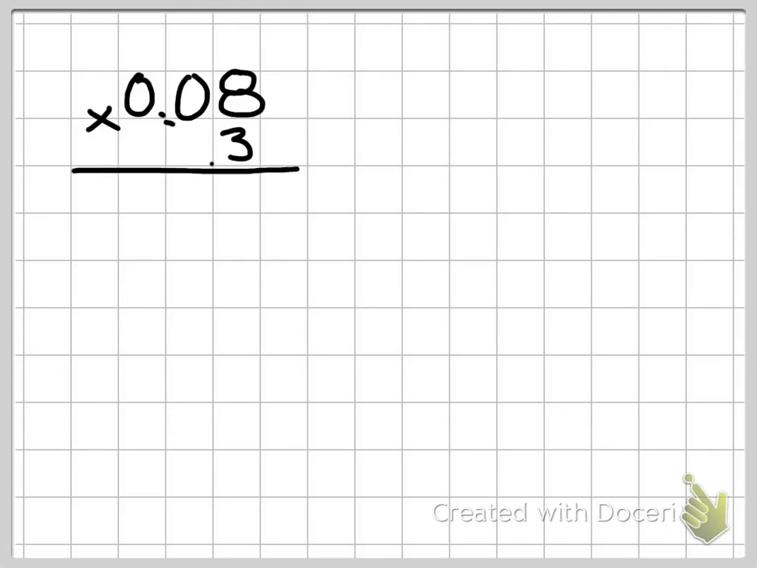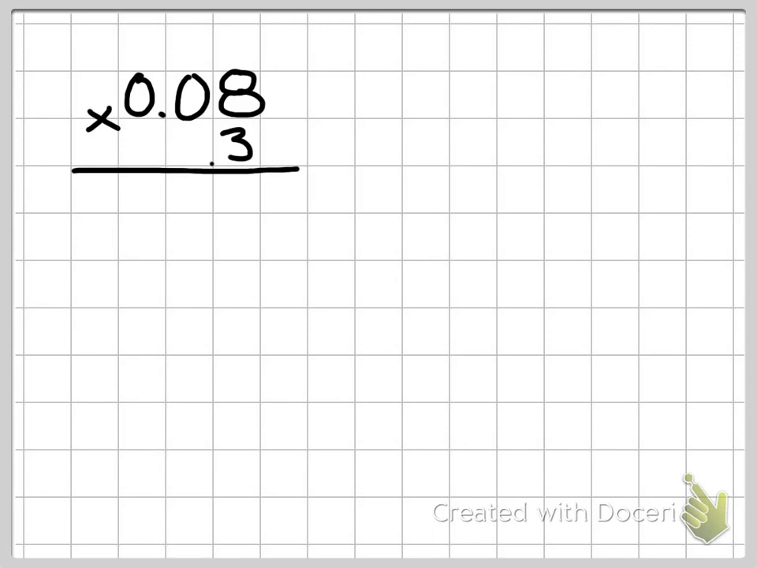Alright, for this one, let's go with 8/100ths. And we're going to multiply that by 3/10. You know, I noticed I didn't line up the decimals on this one. That's okay, because we're going to pretend that these decimals don't even exist for now. And then we'll deal with them at the end, okay? So go ahead and pause the video and try multiplying 8/100ths times 3/10.